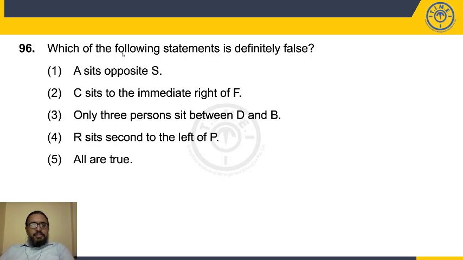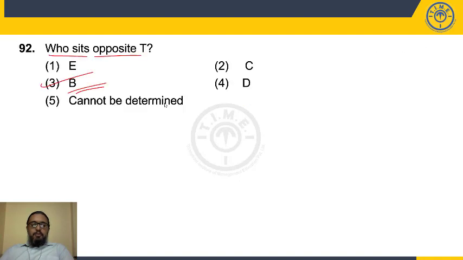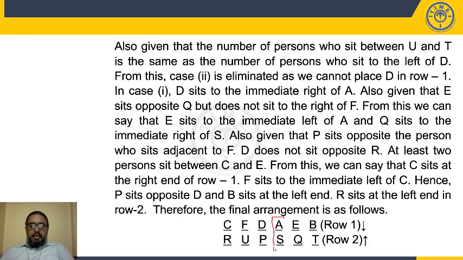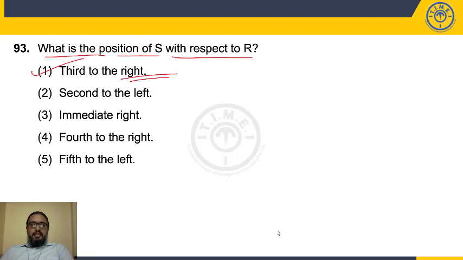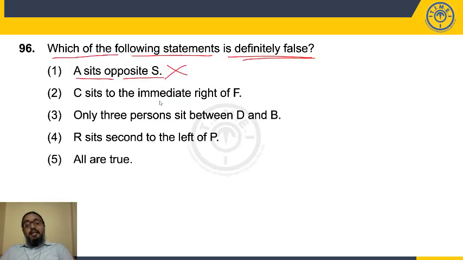And the last question in the set, which of the following statements is definitely false? Now see again, I want the information to be false. So let us check one by one. A sits opposite S. Let us see. Is A opposite to S? Correct. A is opposite to S. Then should I choose that as my answer? No, you cannot, because it is 100% true, definitely true. I want information that needs to be false.